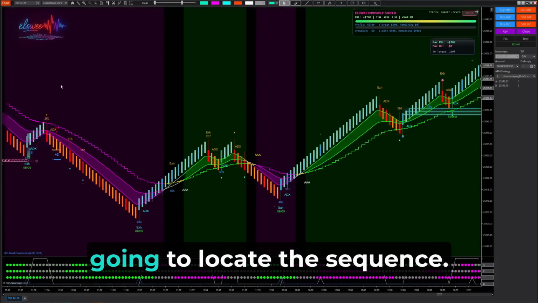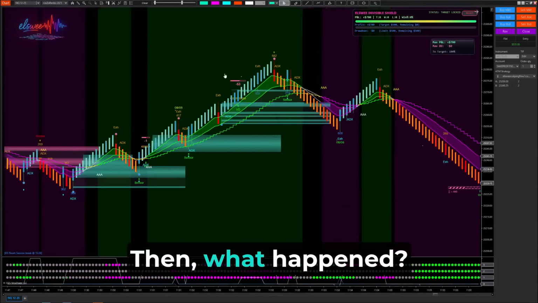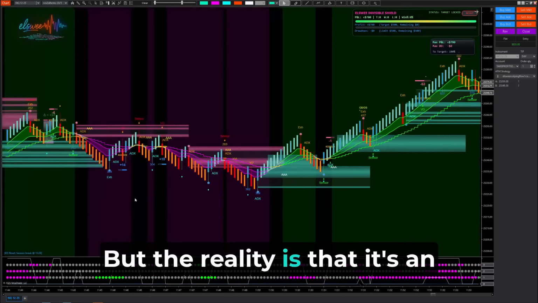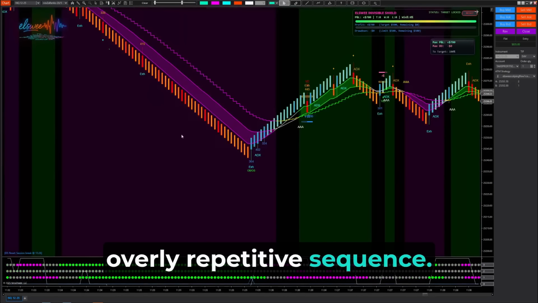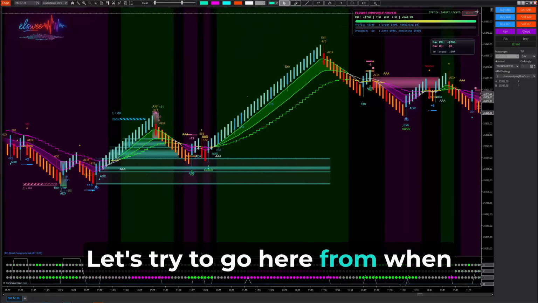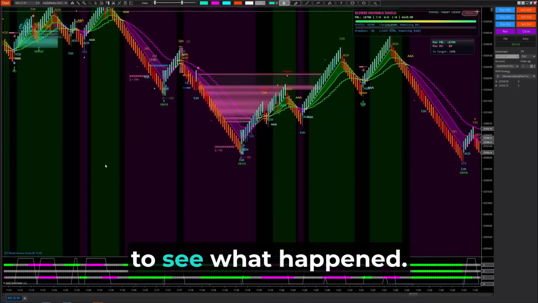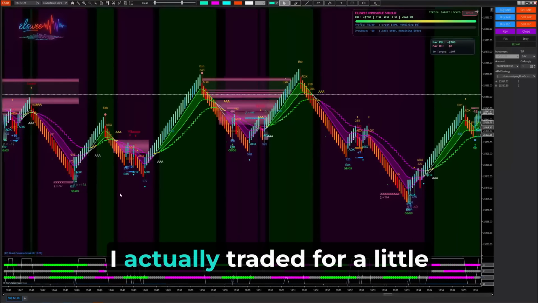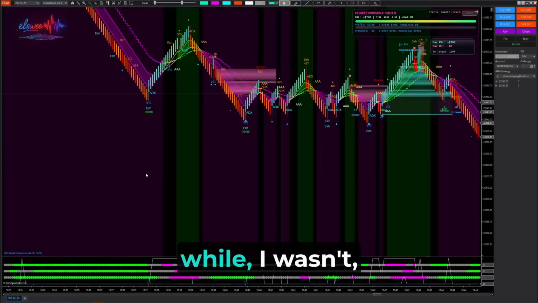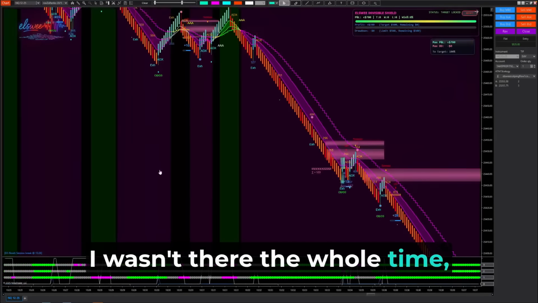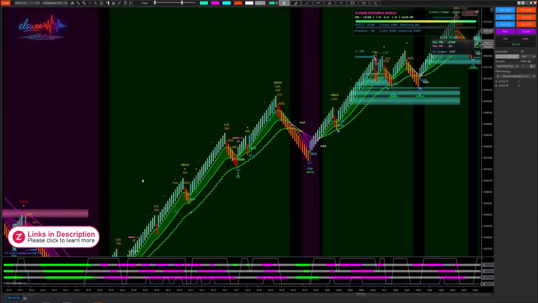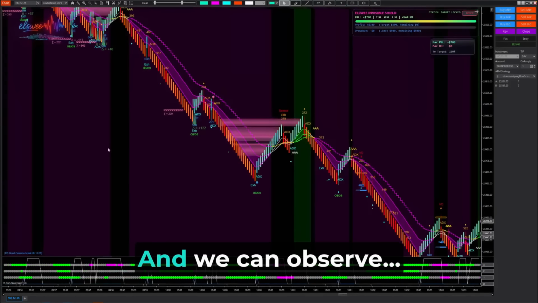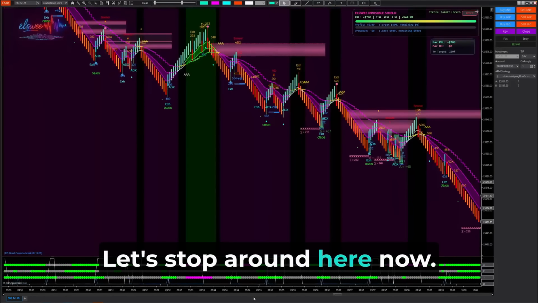I'm going to stop and we're going to locate the sequence. Then what happened? It's easy to try to say, look how good, how cool. But the reality is that it's an overly repetitive sequence. Let's try to go here from when the market opened today to see what happened. I actually traded for a little while. I wasn't there the whole time, but let's get around here. And we can observe, let's stop around here now.